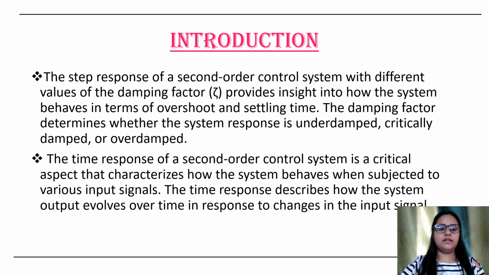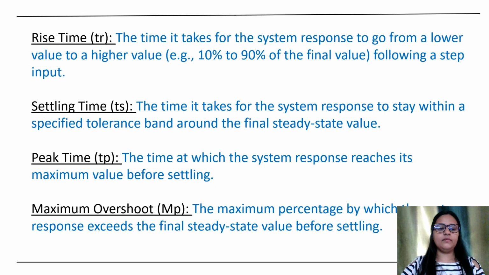In other words, we can say that the time response of a second order control system tells us how the system behaves when it is subjected to various input signals. These are the four parameters which we get from the signals.